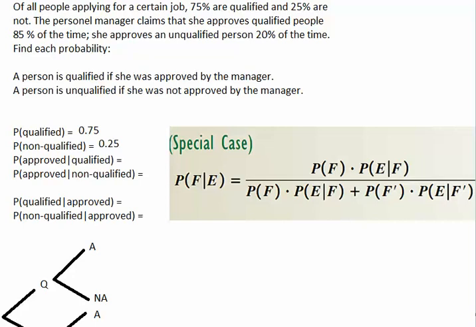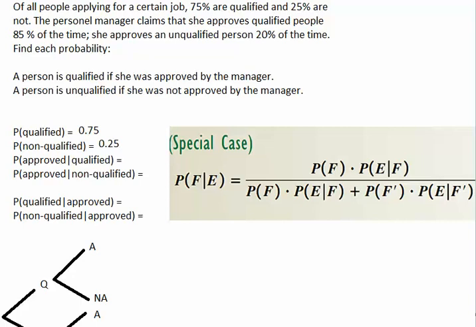Let's solve a problem on conditional probability using the Bayes theorem. Of all people applying for a certain job, 75% are qualified and 25% are not. The personnel manager claims that she approves qualified people 85% of the time. She approves an unqualified person 20% of the time.